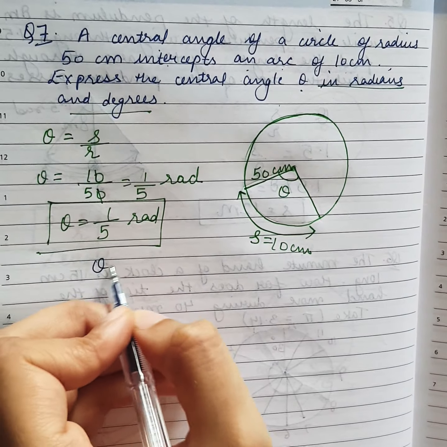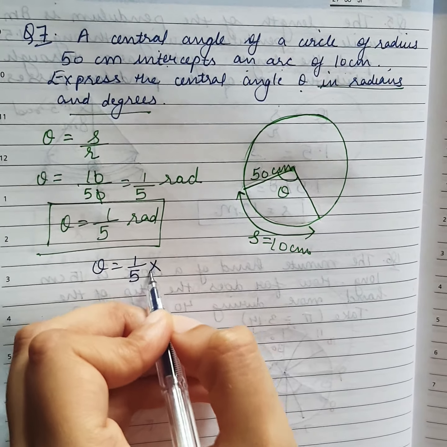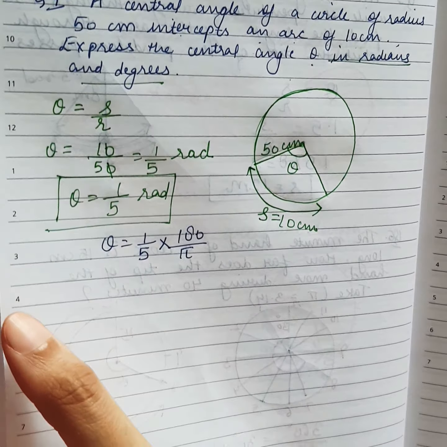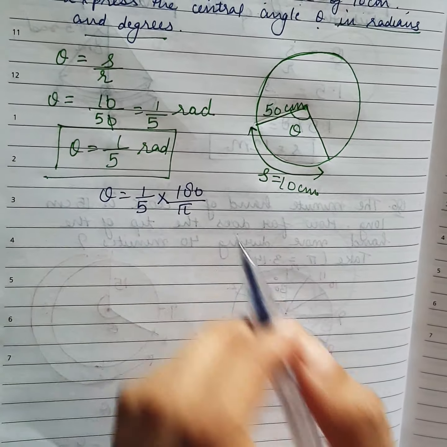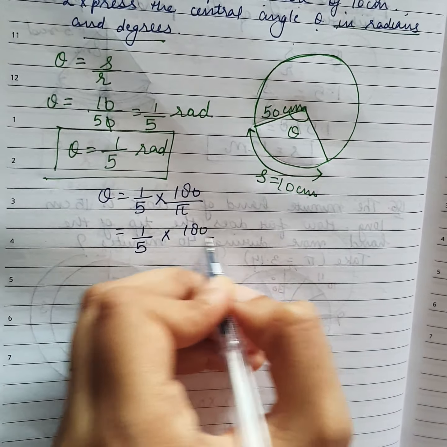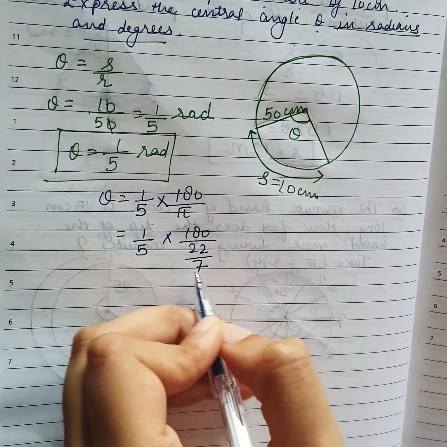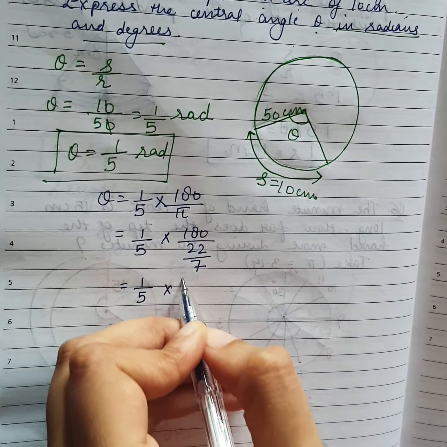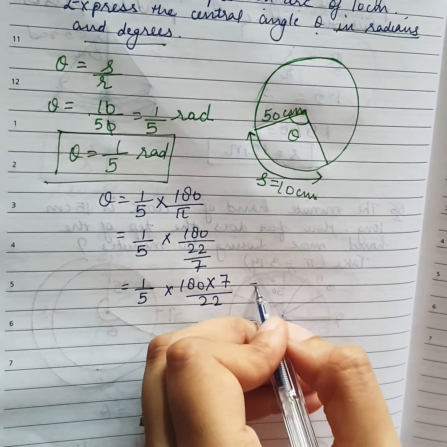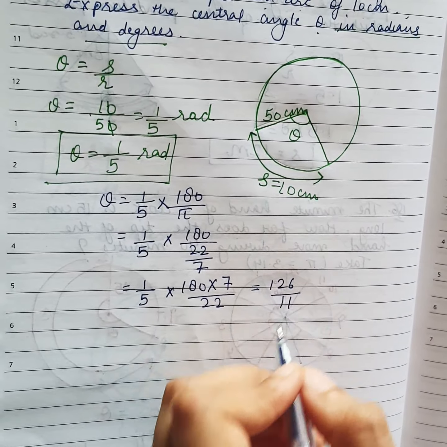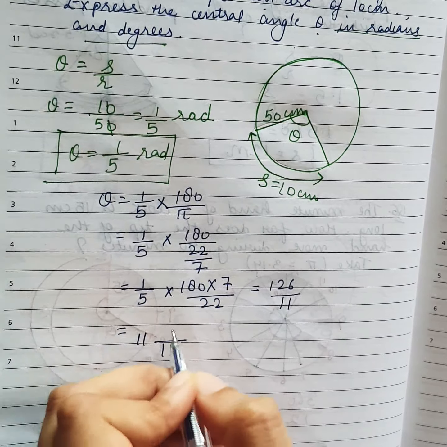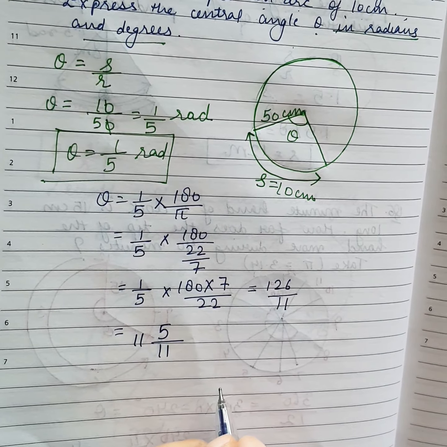To convert radians to degree, we need to multiply by 180 upon pi, where pi value is 22 by 7 unless it is not given in the question. So we have 180 upon 22 upon 7. 7 will go up. 180 into 7 upon 22. Solving this, we will get 126 upon 11. Converting into mixed fraction, 11 into 11, 121 plus 5.